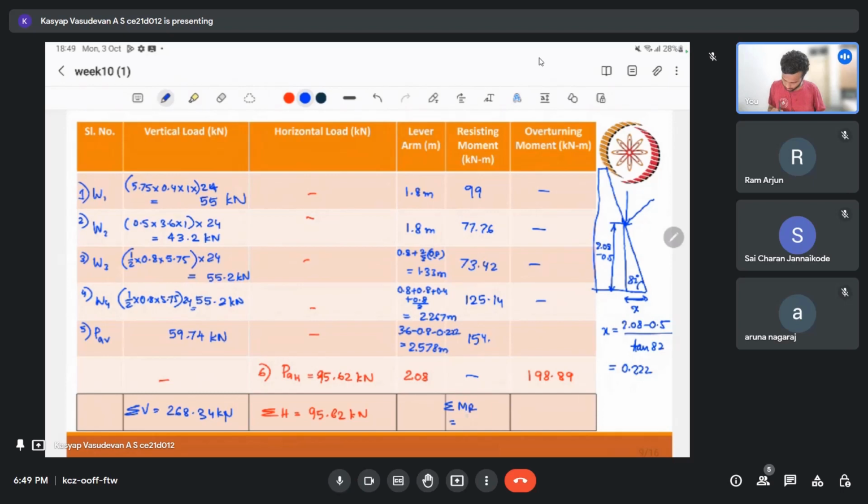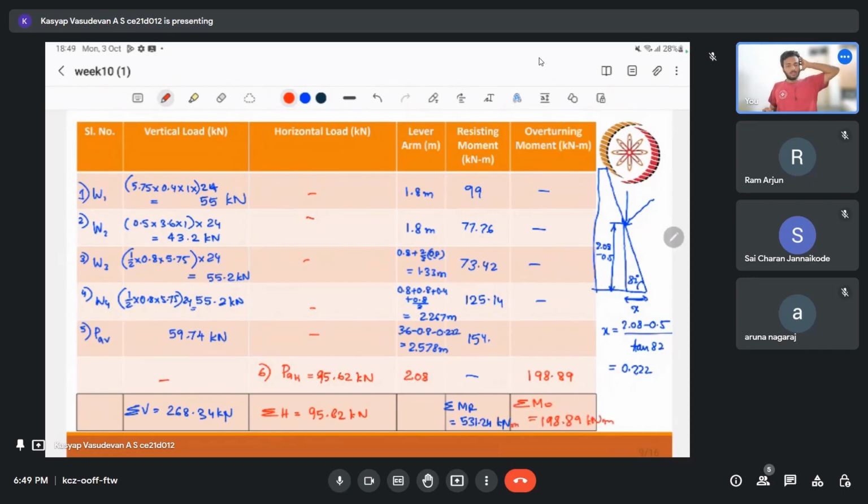MR is equal to 531.24 kilonewton meter. The decimal rounding can be a little different, so if you are working it out on your own, please see to it. Then the other overturning moment, I write it as MO, that is 198.89 kilonewton meter.